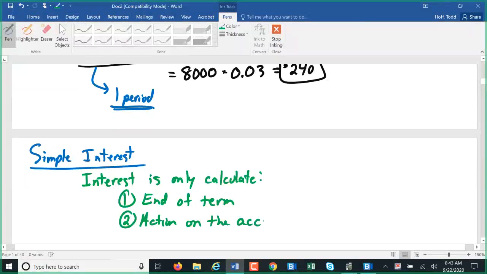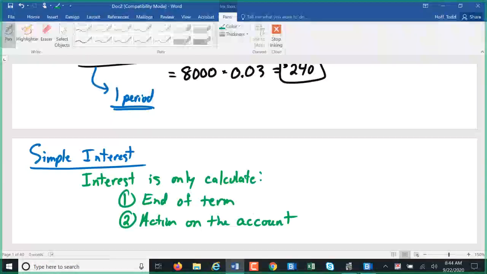Now, by an action, I mean money is deposited into the account or taken out of the account, or if it's a loan, a payment is made or a withdrawal is made. Before that money is taken in or out, the interest is calculated and added in so that we don't have to worry about balancing it out for the changing amount during the period of time. A lot of people don't realize that many of the loans you take are actually simple interest. Almost all of your auto loans are actually simple interest.